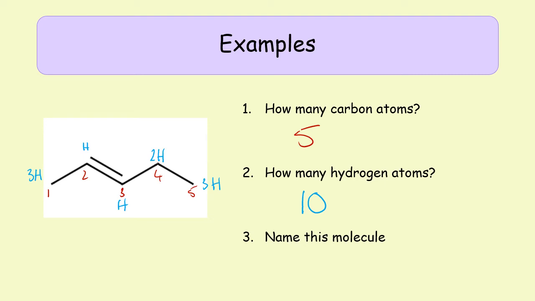And we also need to be able to name the molecule. So it's got 1, 2, 3, 4, 5 carbons, so it is pent. It has a carbon double bond between carbons number 2 and 3, so it's going to be bute.